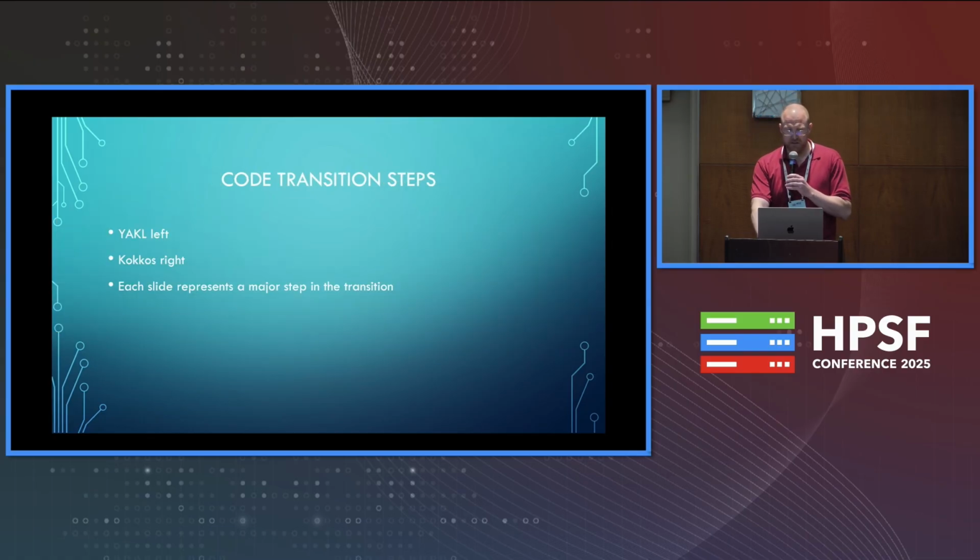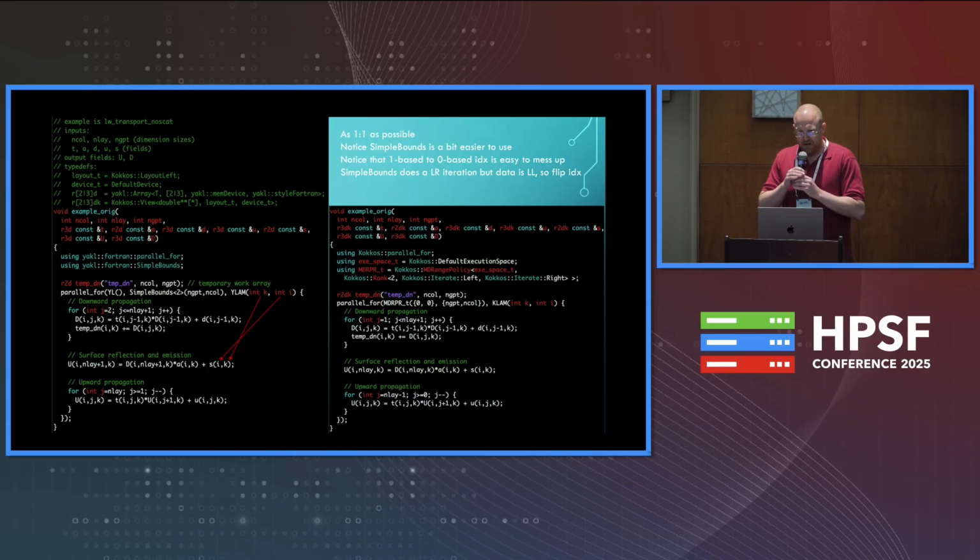Okay, so I'm just going to walk you through the steps that I did real quick. YAKL will be on the left, Kokkos will be on the right, and each slide will be a step in the transition. Okay, so there's a lot going on. I'll try to explain it all. This is the example I picked. It's the longwave transport no-scat function. You can see it uses this simple bounds thing in YAKL, which is basically like a multi-dimensional range iterator.